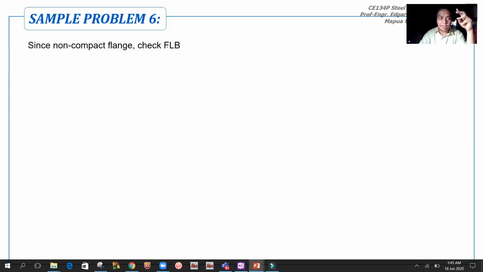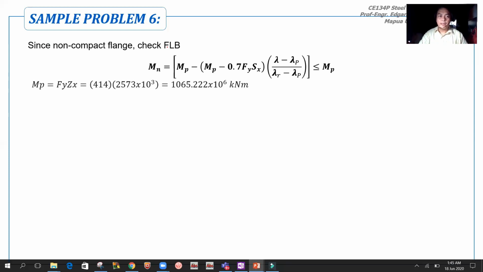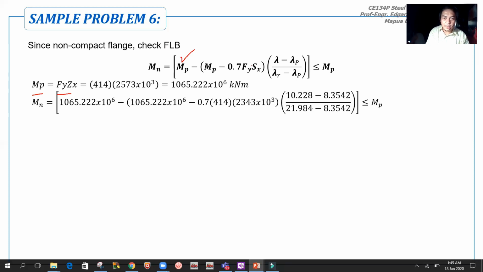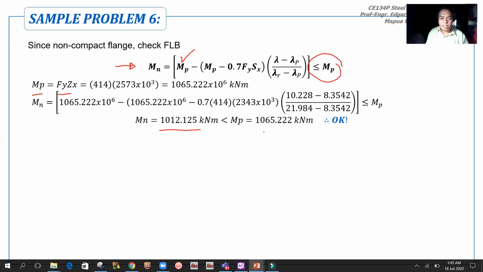Okay, pagka sa procedure 3 na tayo, non-compact flange, sabi doon, you need to check the flange local buckling. So yan yung formula for flange local buckling. Yung MP rito, sinolve ko muna. MP is equal to Fy Zx. O given naman yung Fy, given naman yung Zx from the section property, so makukuha mo yung MP. Tapos, i-substitute mo lahat yon dun sa formula na to. Okay, so direct substitution lang. So I got 1,012. Pero di ba we have to check this with the limit, ang limit ko 1,065. So our MN is less than the limit. So pasado naman siya sa limit.